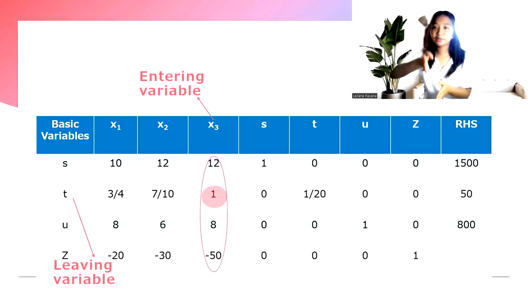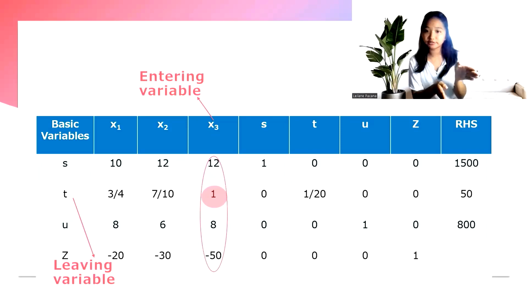Now, one of the most important things we have to look at is our entering and our leaving variable. Our entering variable is on our pivot column. The variable on our pivot column, of course, is x sub 3. And our leaving variable is t. It's where the pivot row is located. So the x sub 3 will replace our t in the basic variables.